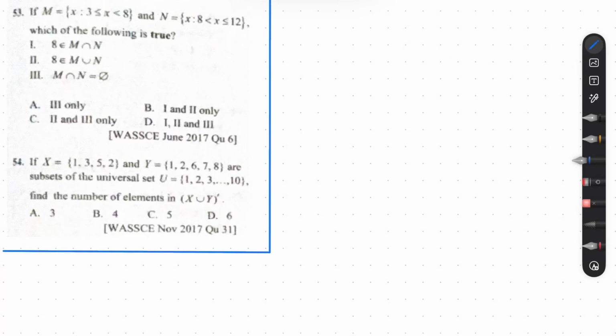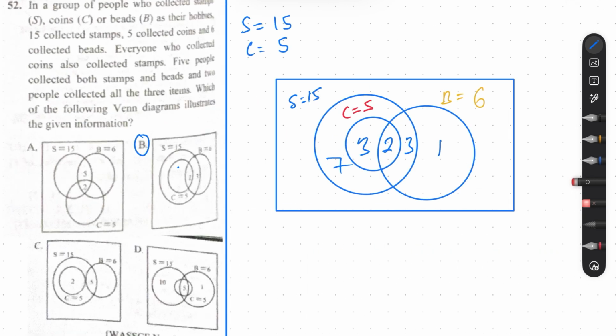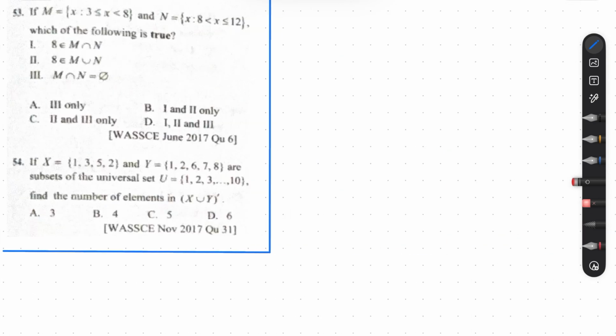Okay, welcome to another session in this series. In this session, we start with question number 53. In the previous session, we ended on question number 52. So here we start with question number 53.